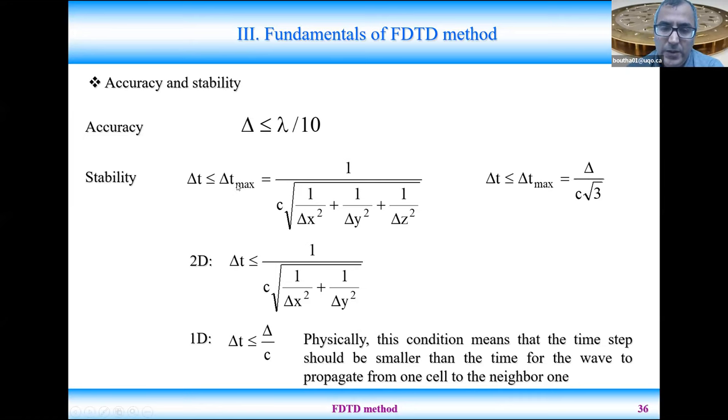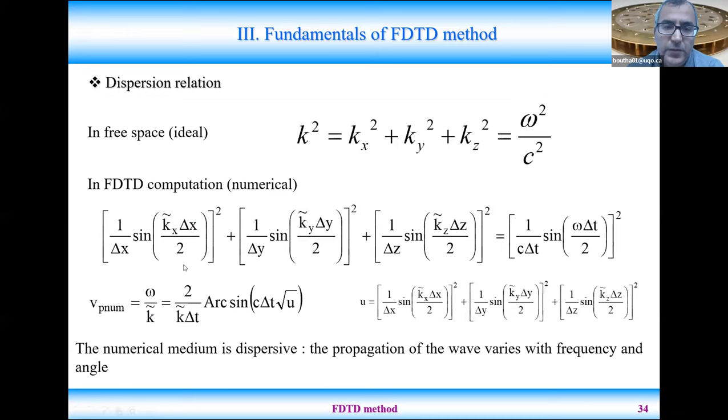Stability. Stability is also based on the dispersion relation. If we come back to this dispersion relation, this equation here gives us the numerical speed of propagation. Now let's suppose that c delta t square root of u, all of this, is more than one. If it is more than one, then this speed will be complex. And if this speed is complex, you can show that in the plane wave you're going to have an amplification. An imaginary number multiplied by another imaginary number will give you something negative. Then we have an exponential of something real, which is negative, and that means the amplitude of the wave will increase.